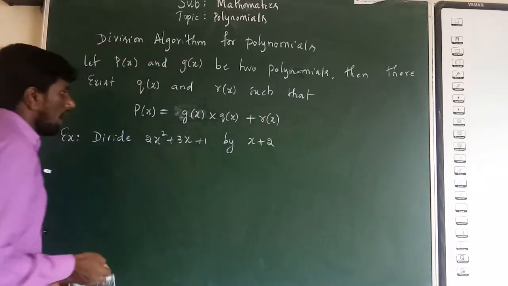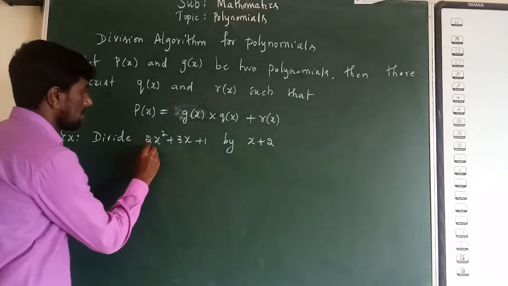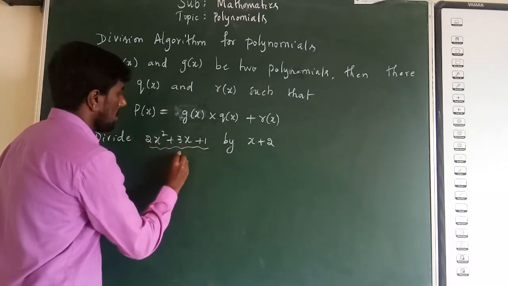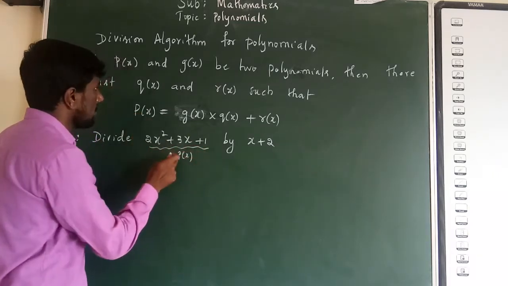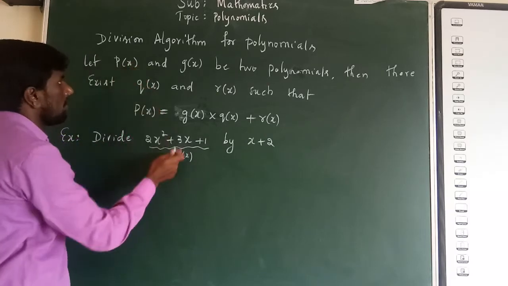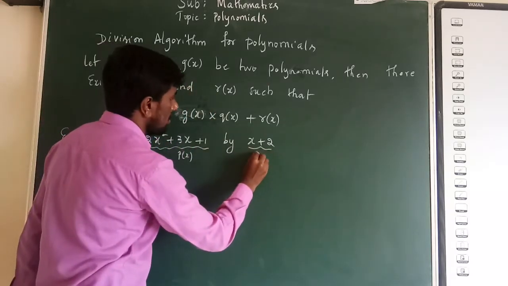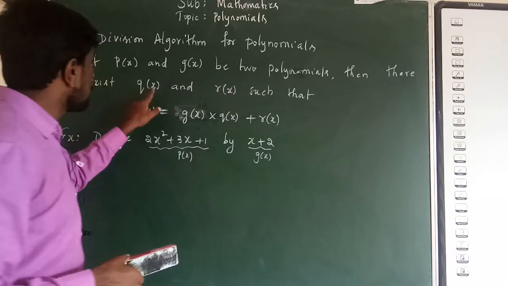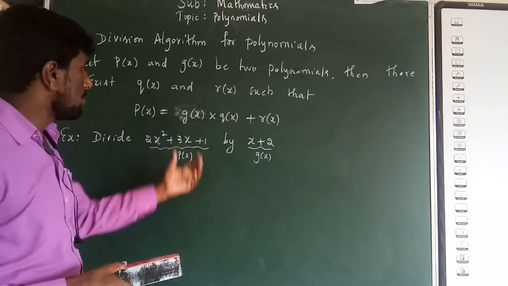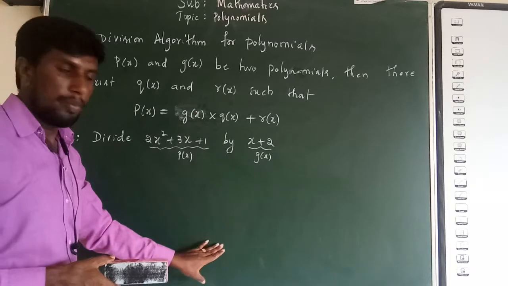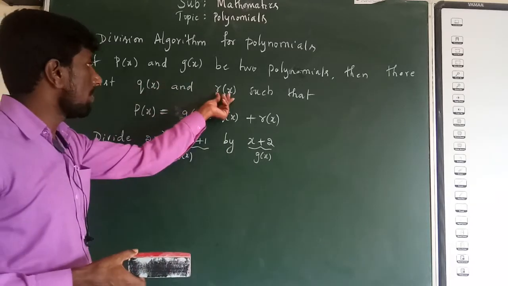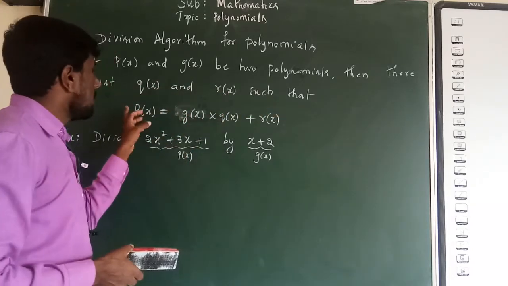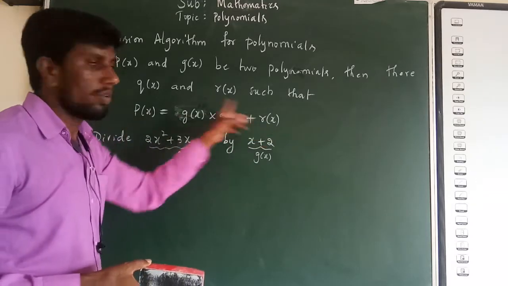So I have two polynomials. This is p of x, and this is g of x. Then there exist q of x and r of x. So while dividing this polynomial, I should get q of x and r of x in such a way that they have to satisfy this equation.